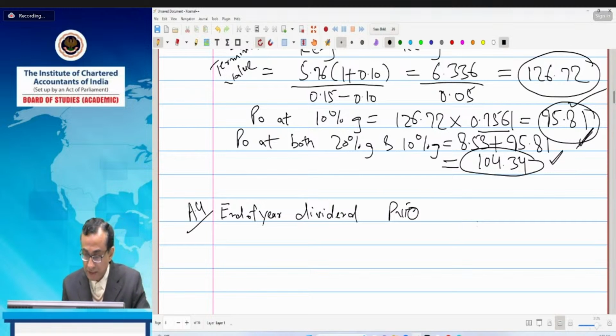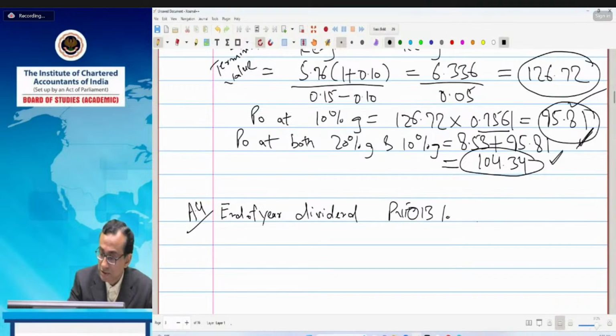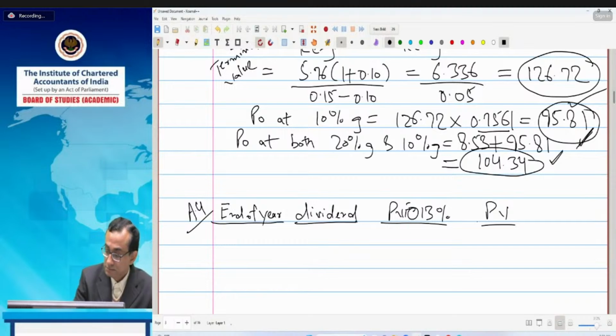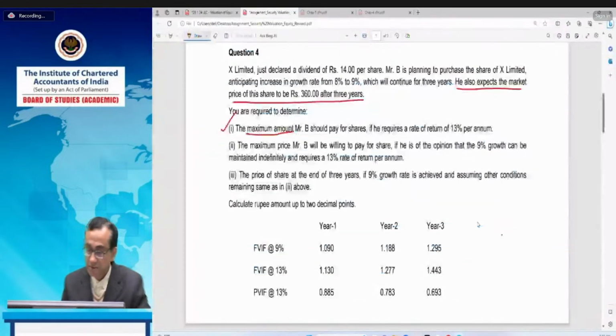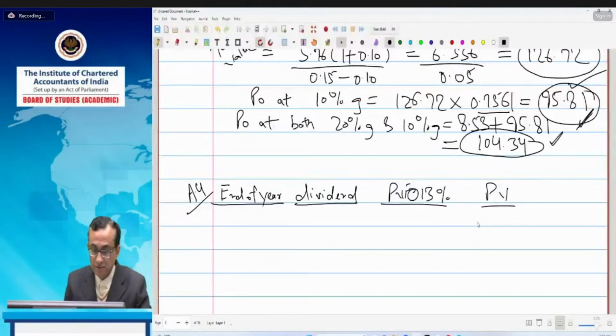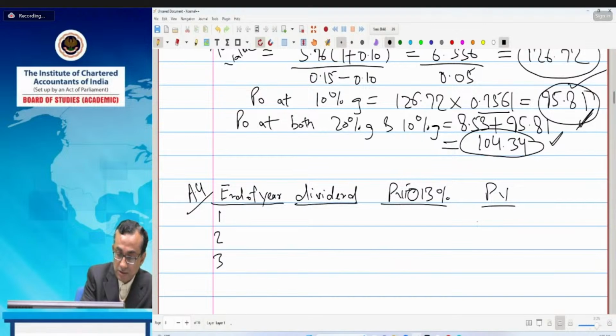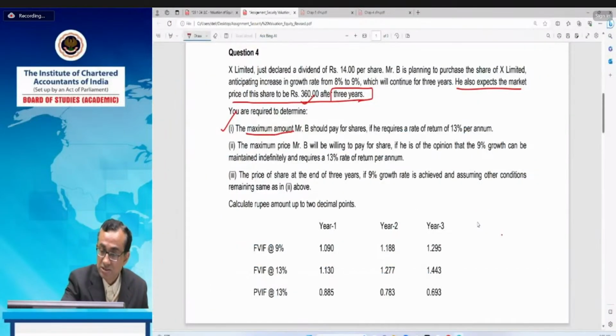Present value factor at the rate. What is the discount rate? It is 13%, at the rate 13%, and the last column, present value. So for 3 years it is holding. Here it is mentioned in the question that it is for 3 years. The investor is holding it for 3 years. So year 1, year 2, year 3. In this case, the dividend will be discounted to arrive at the present value, and also the market price. The market price 360 will also be discounted to arrive at the present value, right?